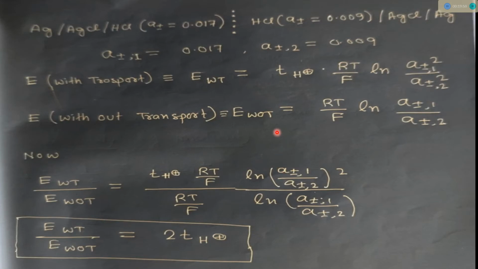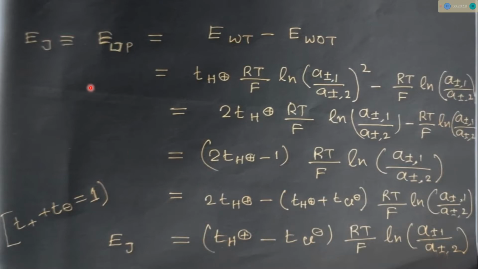expressions. I just want to mention that there are a lot of calculations, so it will take a lot of time if we want to show them now. So please keep in mind, with transport and without transport, if we want to calculate E with transport upon E without transport, then we will get 2 times the transport number of H+, that is the cationic transport number. And from this, if we want to calculate the liquid junction potential expression, then we will obtain it like this.